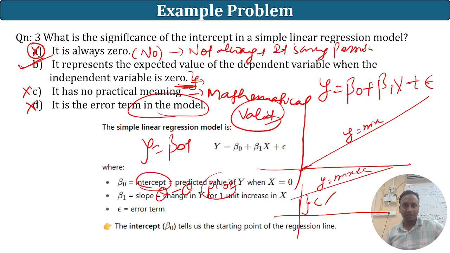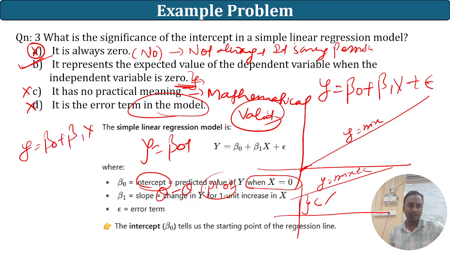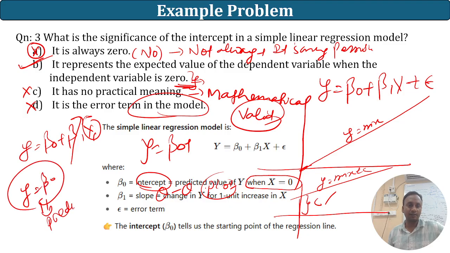So beta naught is the intercept, the predicted value of y when x is equal to 0. Y is equal to beta naught plus beta 1 x1. When x is equal to 0, this term vanishes. So y will become beta naught, our prediction. It represents the expected value of the dependent variable, meaning y will become beta naught when the independent variable is 0. Is it clear? Shall I go ahead?